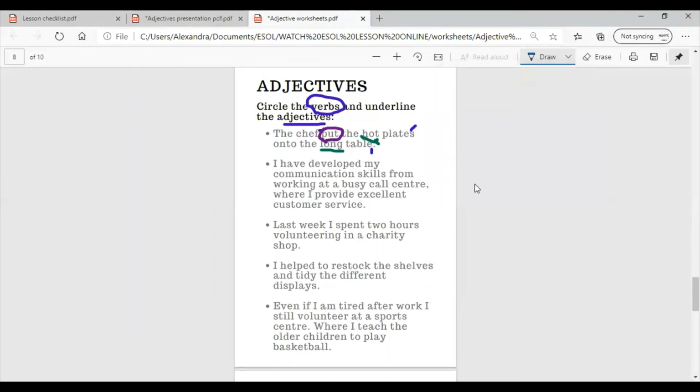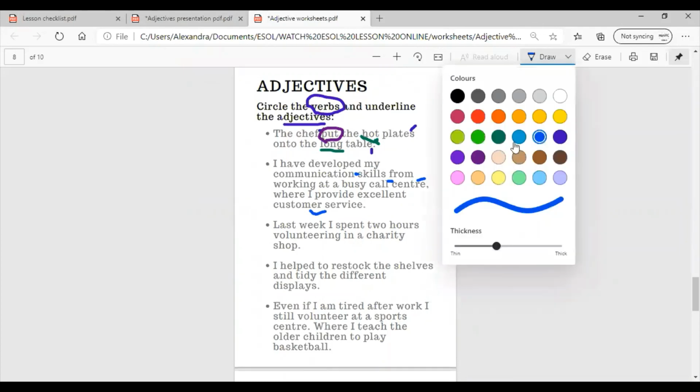So let's look for our nouns. I have developed my communication skills. So communication skills would be our nouns. From working at a busy call centre. Call centre is a place, so it would be our other noun. Where I provide excellent customer service. Now customer service is one of our abstract nouns, if you remember that from a previous session that we looked at a couple of weeks ago.